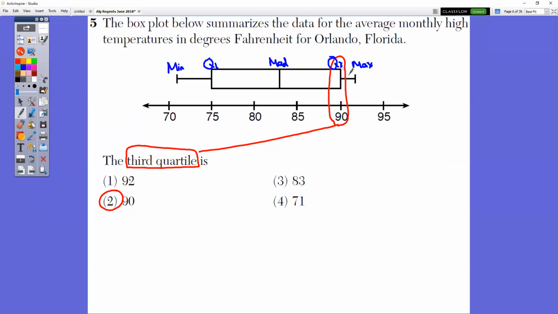So the number at the third quartile, you go straight down from the edge of the box here. And when you go straight down from the edge of the box, you get 90, which is choice 2.